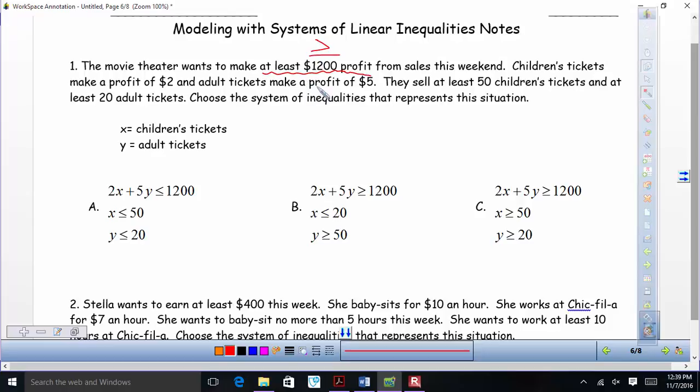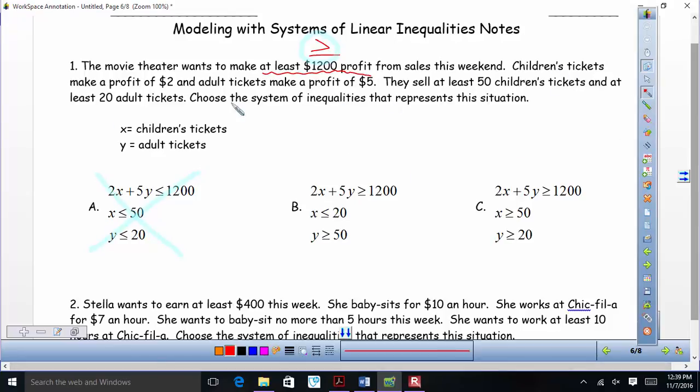So looking at your choices, which of those match here? Or which one doesn't match? A, B, or C? Does not match. A. So we know that's not the answer. Okay, then we keep reading.